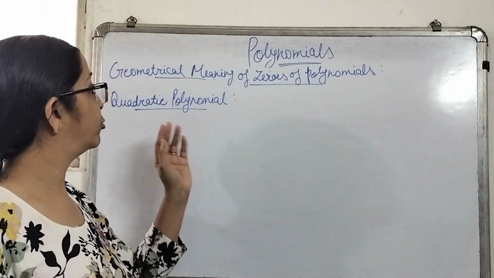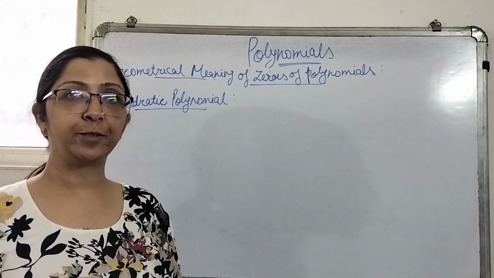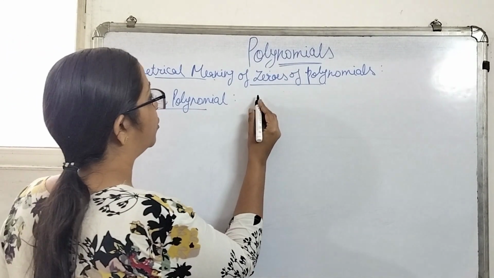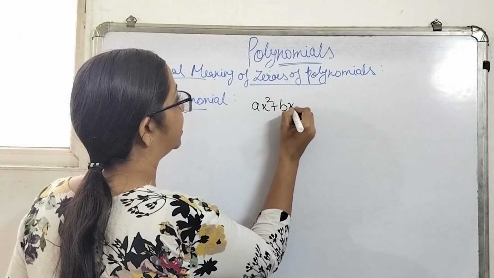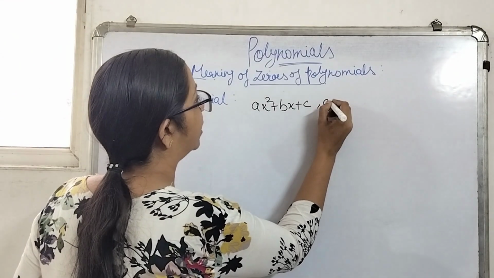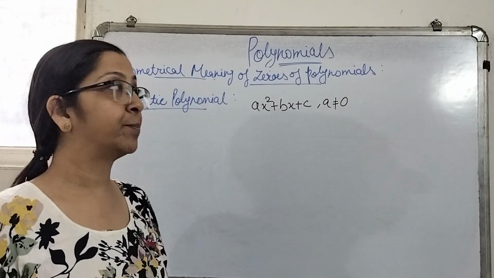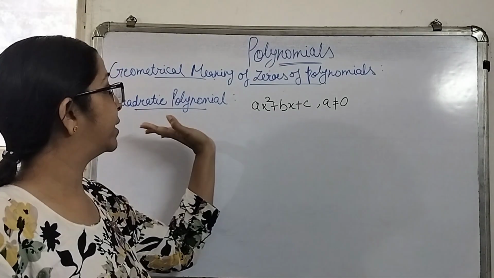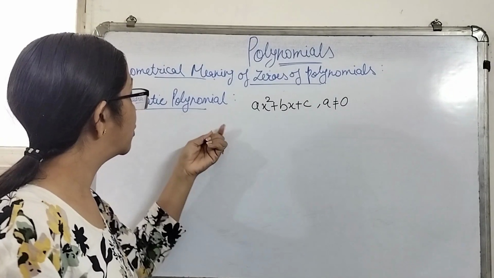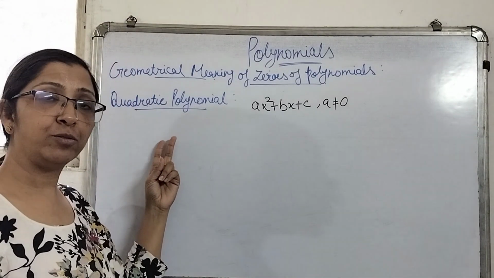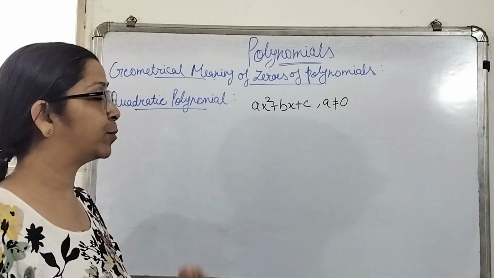Now let's see how to find zeros of a quadratic polynomial using the geometric method. We know that the general form of a quadratic polynomial is ax square plus bx plus c, where a is not equal to 0 and a, b, c are any real numbers. Now we know that a quadratic polynomial can have a maximum of 2 zeros, right? So what will happen? Either there will be 2 zeros or 1 zero, or there will not be any zero of the quadratic polynomial.